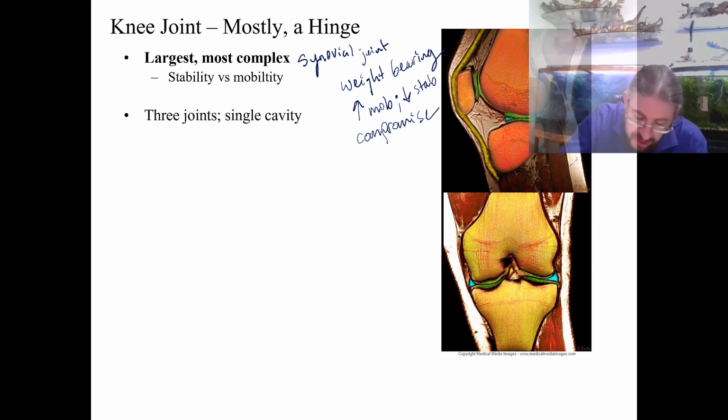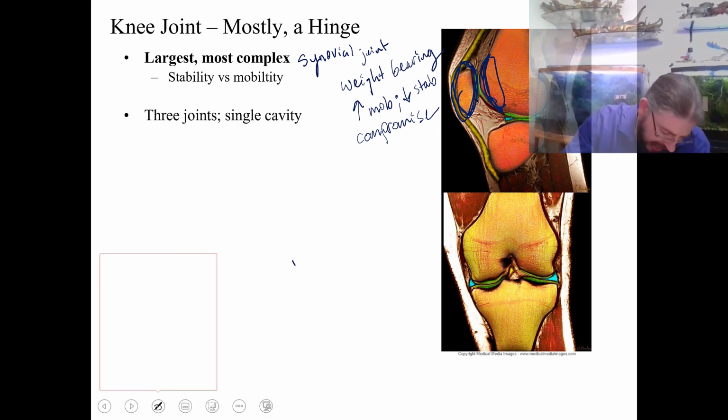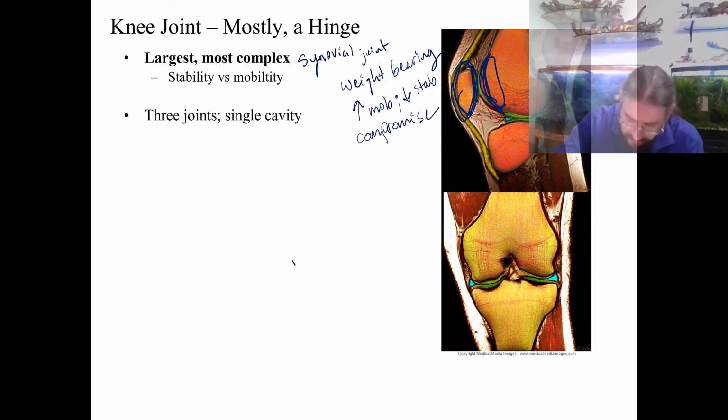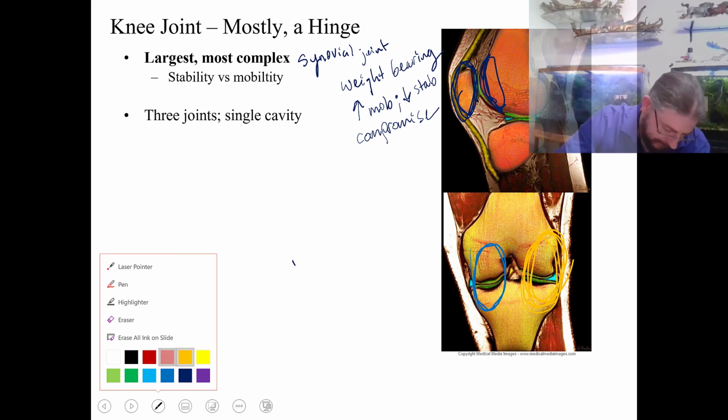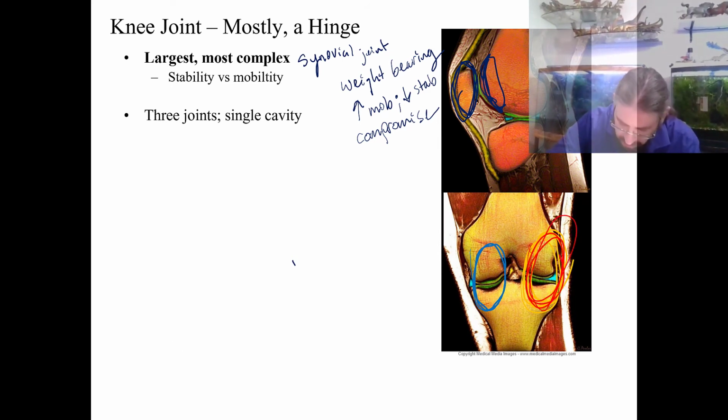We have the patella and the femur. So there's one of the joints. And then we have the lateral femoral tibial joint and the medial femoral tibial joint. Oh, that orange did not go through very well. There we go. So 3 different joints in one spot.